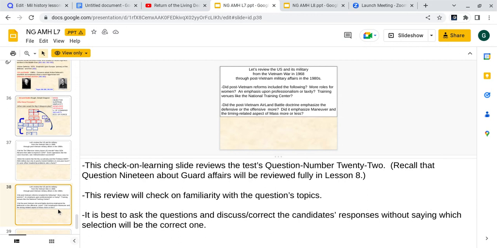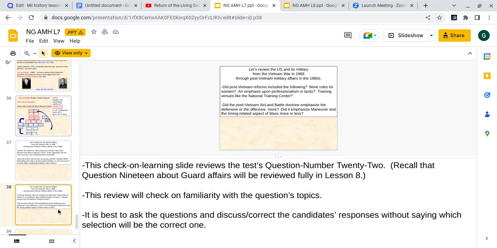Army after Vietnam. For training venues like the National Training Center, or the NTC, remember the NTC was all about giving realistic combat situations and training for soldiers. So it's putting them in a scenario, in an environment that would be very similar to the type of situation they would be in overseas. And so the National Training Center was giving realistic training to soldiers after Vietnam to prepare them better, so they'd be better experienced by the time they went overseas.